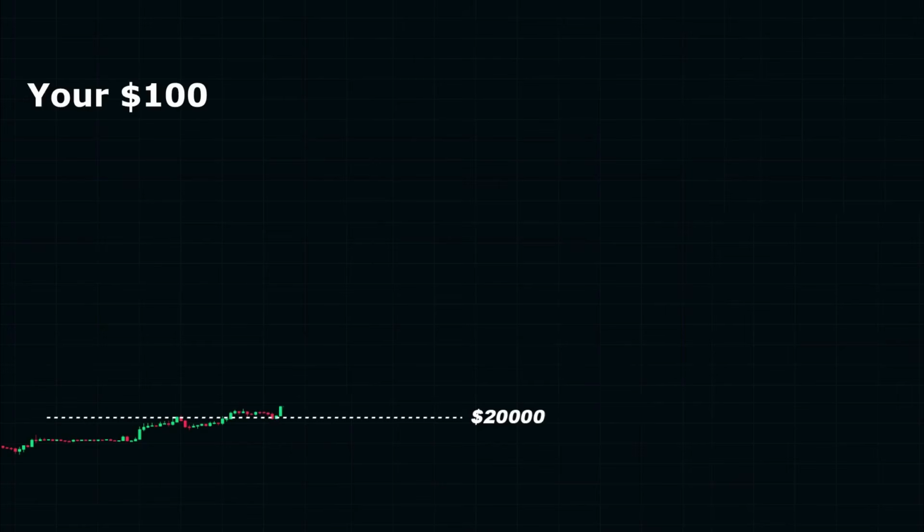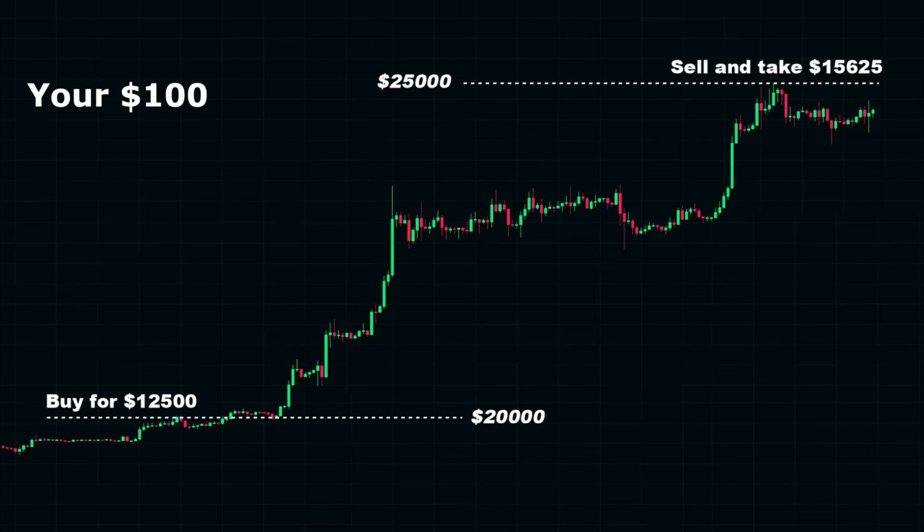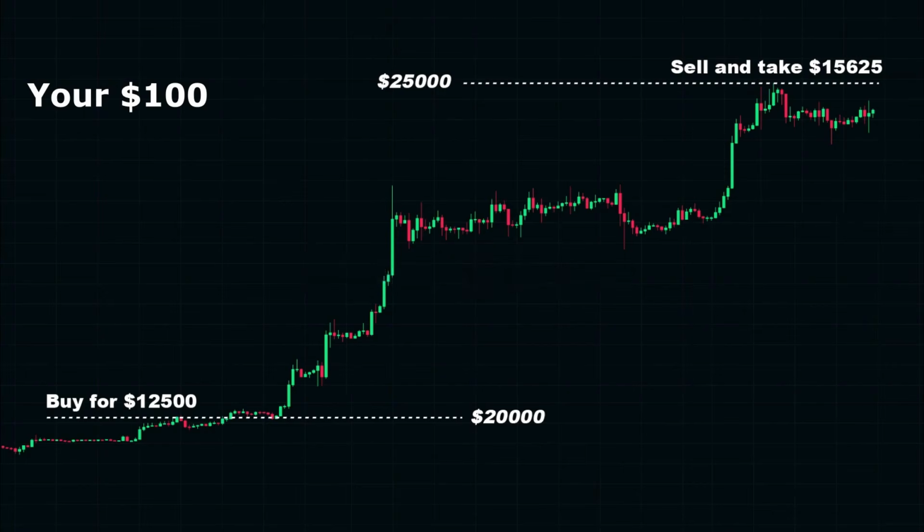For example, Bitcoin costs $20,000 and you have only $100. Bybit exchange gives you the maximum leverage, which is X125. So you can buy Bitcoins for $12,500. Then Bitcoin rose to 25K, now you close the deal. And you get $3,150 in profit. That's really cool, but there is one thing. If the price drops to $19,840, you will lose your $100, so it's very risky to trade here.